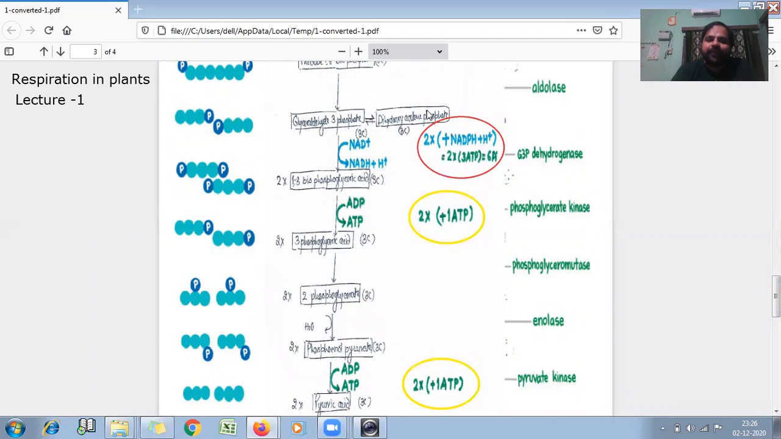Now, this NADPH plus H plus will be converted in some pathways, and 2 NADPH plus H plus will form 6 ATP. So we can see here that 6 plus the rest of 2 ATP, a total of 8 ATPs will be gained by this glycolysis pathway. And if we talk about the ATP only, then the net gain is 2 ATP.